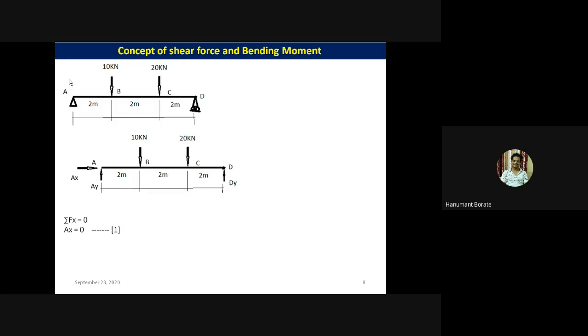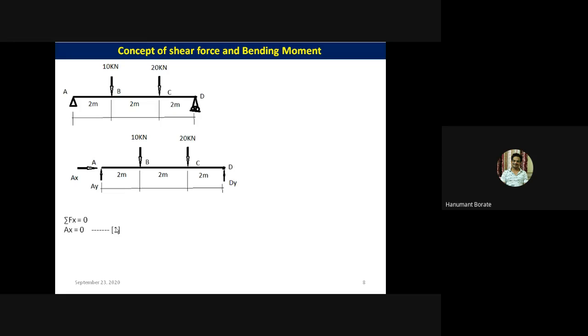First, this is the load diagram. We need to draw the free body diagram. Replace hinge support and roller support by the reactions Ax. For this hinge support we are going to take two reactions: Ax reaction acting in a horizontal direction, Ay reaction in a vertical direction, and at the point D there is a roller support. So we need to replace this roller support by a vertical reaction.